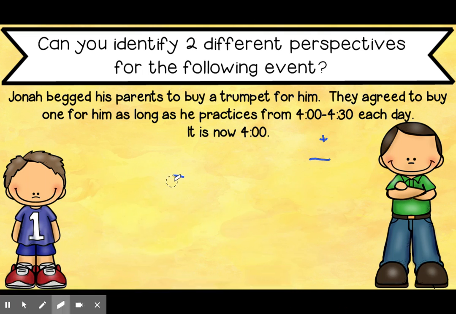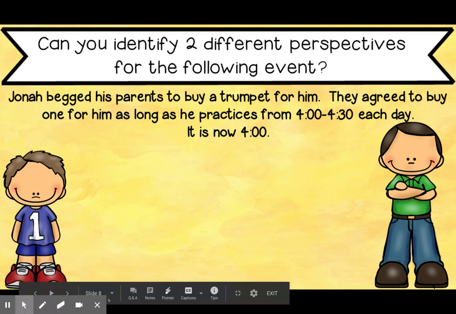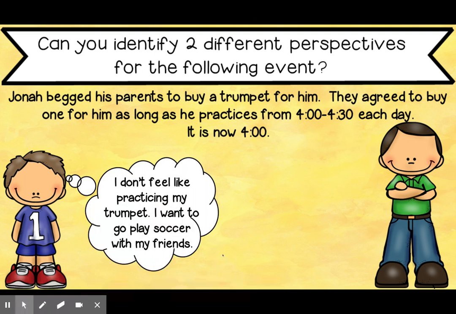Let me erase these marks for us. Okay, we're going to do one more. Jonah begged his parents to buy a trumpet for him. They agreed to buy one for him as long as he practices from 4 to 4:30 each day. It is now 4 o'clock. "I don't feel like practicing my trumpet. I want to go play soccer with my friends."